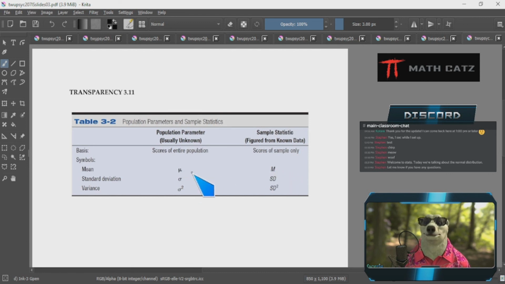Similar for the standard deviation. If I look at the standard deviation of the whole population, we'll use a sigma, the Greek letter sigma. And when I talk about the sample only, it's the standard deviation. Now, different people use different things. We'll just use an SD for standard deviation. And of course, the variance is very closely related to the standard deviation, and we'll do that in the obvious way: sigma squared for the population, SD squared for the sample.